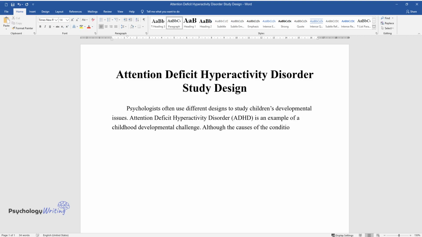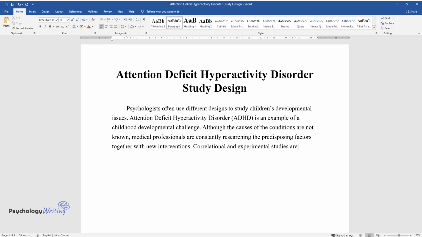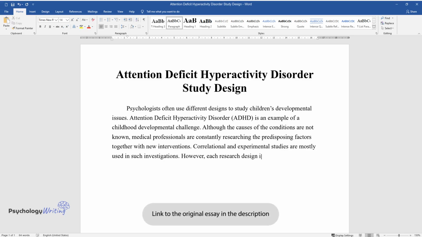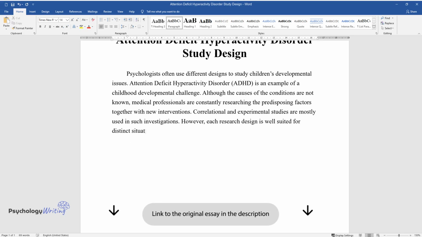Although the causes of the conditions are not known, medical professionals are constantly researching the predisposing factors together with new interventions. Correlational and experimental studies are mostly used in such investigations. However, each research design is well suited for distinct situations.